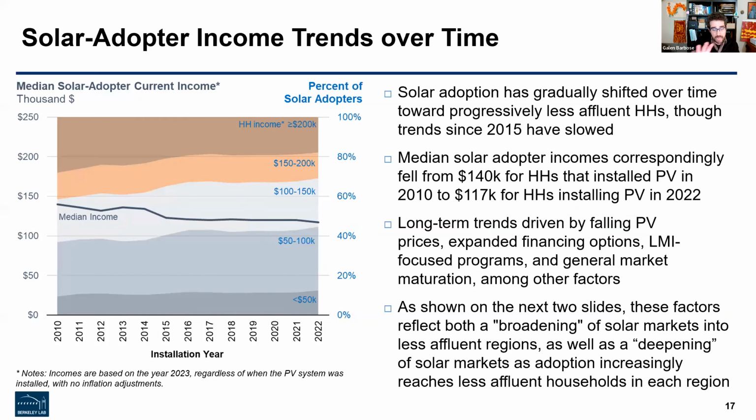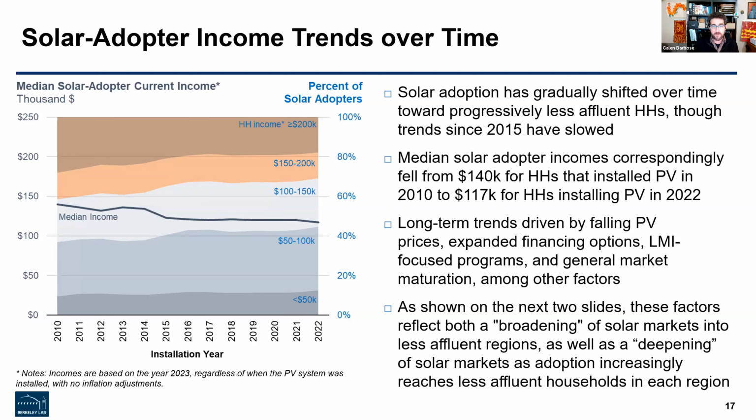The colored segments in the chart show the distribution of solar adopters by income bracket over time. There you can see a steady decrease in the percentage of solar adopters within that highest income tier, and a corresponding increase in the share of solar adopters within those lower two tiers. So this reflects a slow but steady progression in the market towards greater levels of adoption by less affluent households. And that reflects a number of different underlying factors.